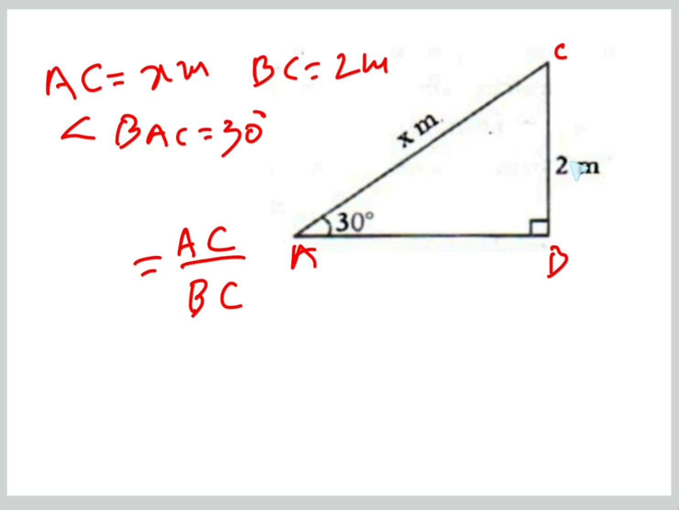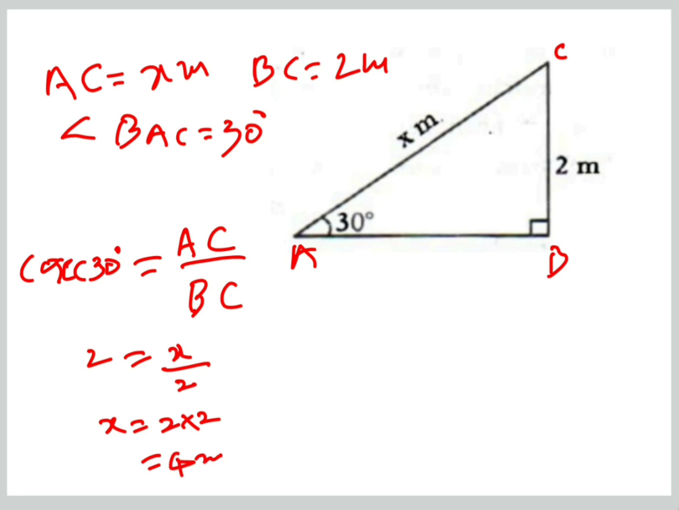Hypotenuse by opposite side is called cosec theta. We can write this as cosec 30 degrees. Cosec 30 is equal to AC by BC. What is cosec 30? That is 2, equal to AC which is x meters, by BC which is 2 meters. So then x is equal to 2 into 2, cross multiplying, that is 4 meters. So AC is equal to 4 meters.